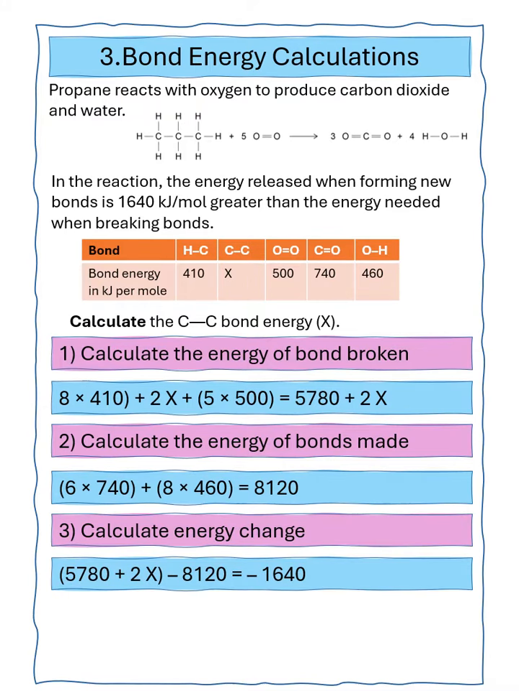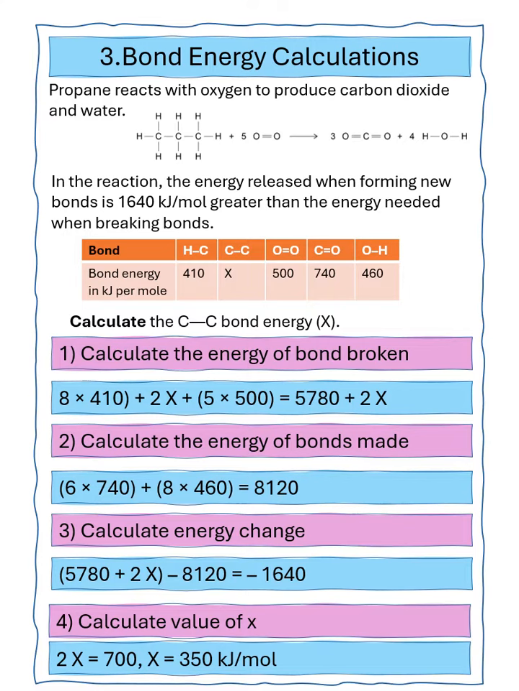We then calculate the energy change. So it's the amount of energy taken in to break the bonds, 5780 plus 2X, minus the energy given out when new bonds are made, 8,120. And we know the overall energy change is minus 1,640. We can then rearrange to calculate X. So we know 2X equals 700. X therefore is 350 kilojoules per mole.